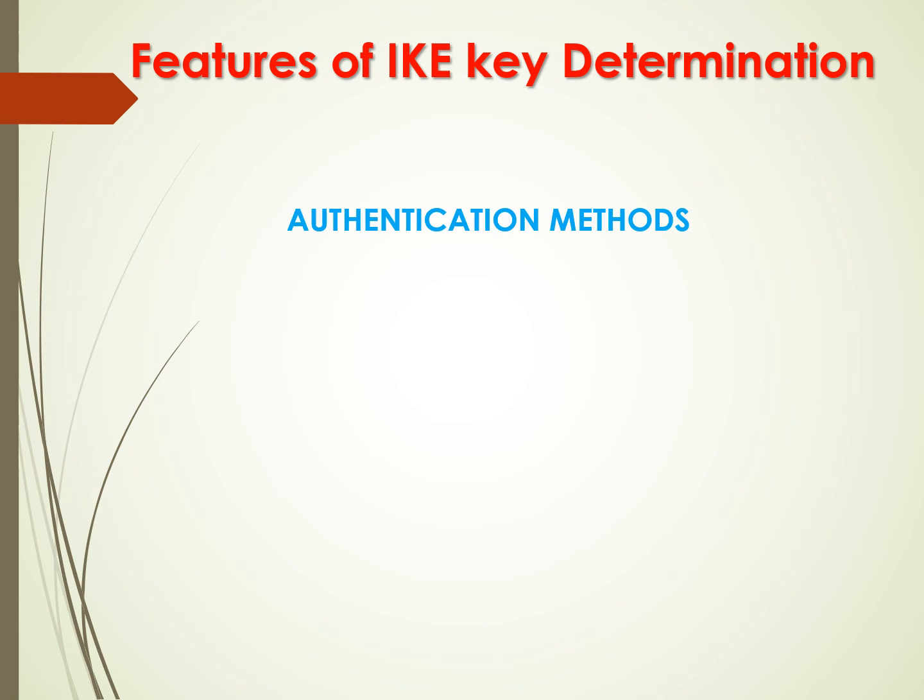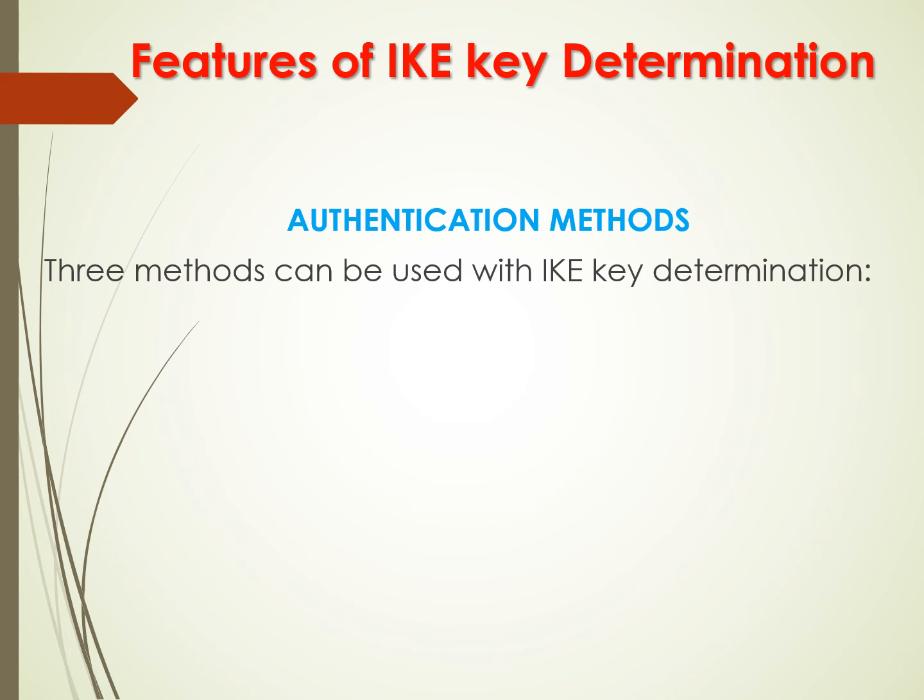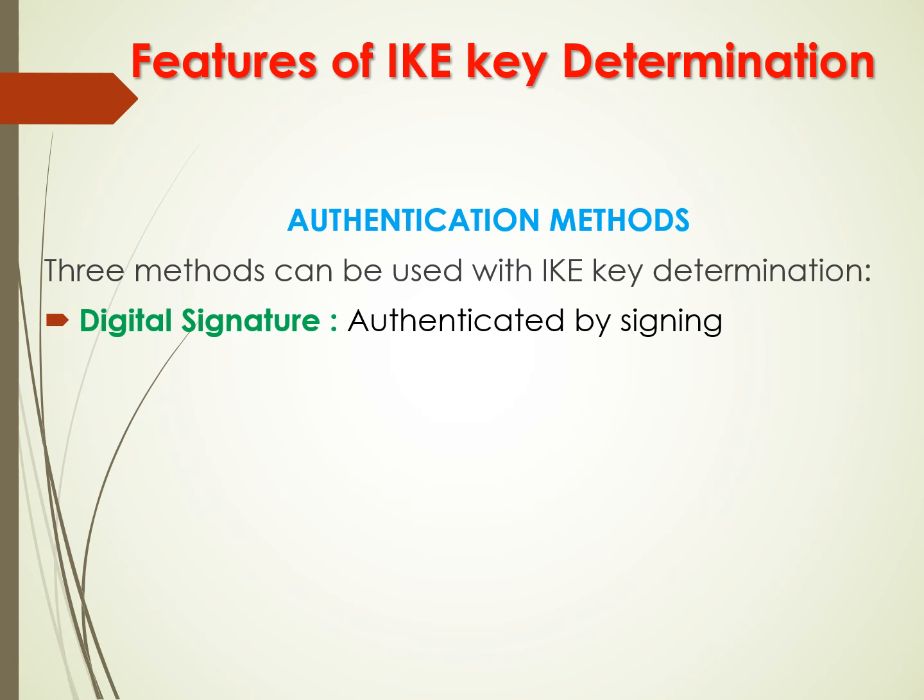So three different authentication methods can be used with internet key exchange key determination. The first one is digital signature. We know what digital signature is well. So it is authenticated by signing. So we are using the signing concept. The exchange is authenticated by signing a mutually obtained hash. Each party encrypts the hash with its private key. The hash is generated over important parameters such as user ID and nonces.